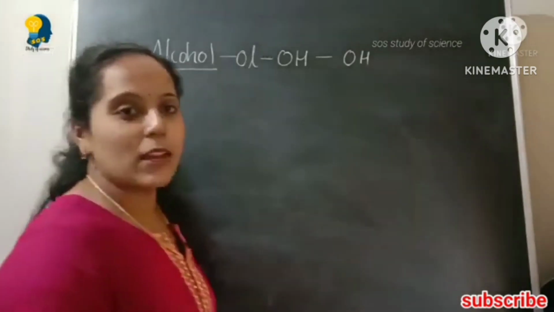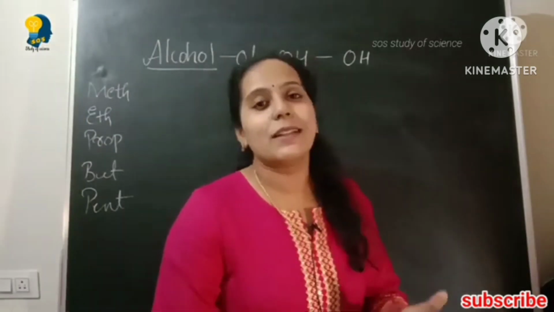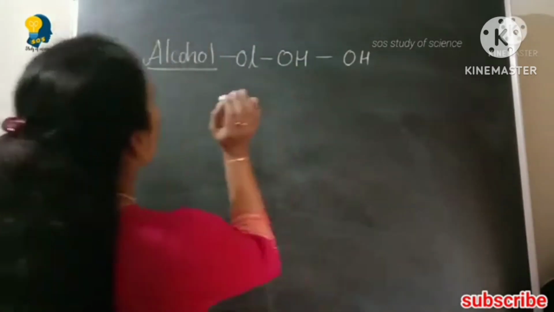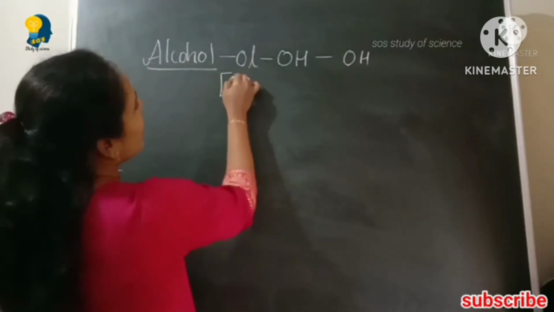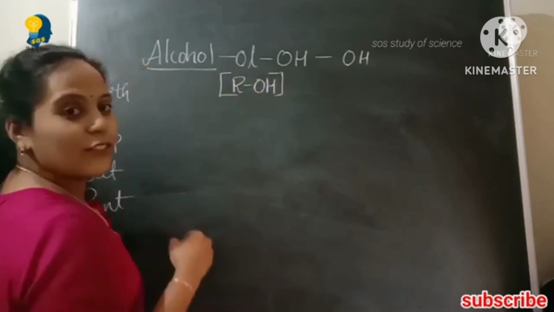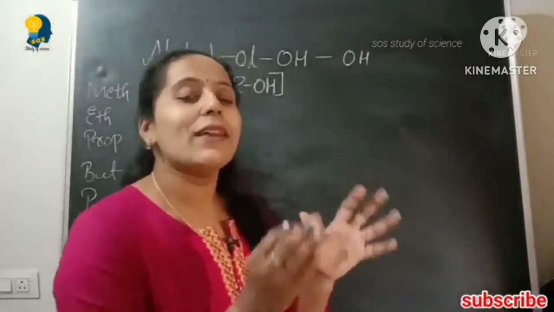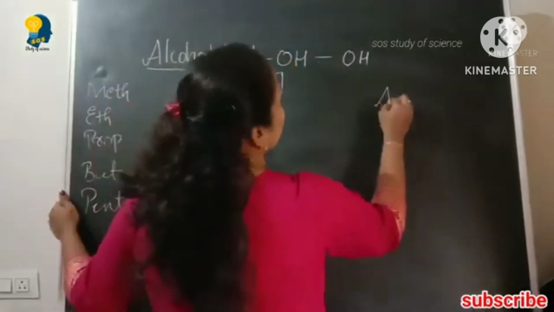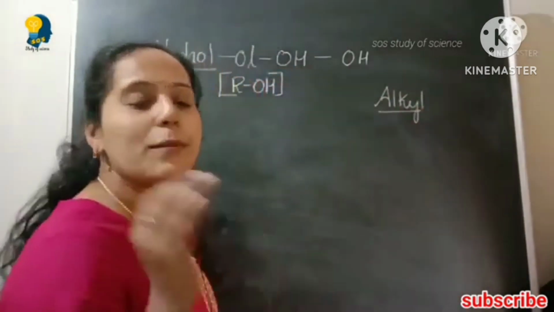So before writing methanol, I would like to give you a small, very easy method of remembering the alcohol part. Alcohols generally have a formula, called the general formula. It is ROH. ROH is the general formula for alcohol. What is this ROH? See, R will be alkyl. I think you all know what is alkyl. Alkyl is nothing but removing one hydrogen from alkane.